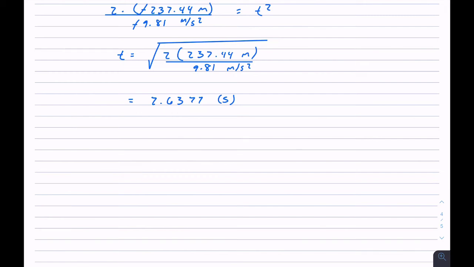So now what we can do is we can plug this time into another kinematic equation. Recall that velocity is equal to initial velocity plus acceleration times time.